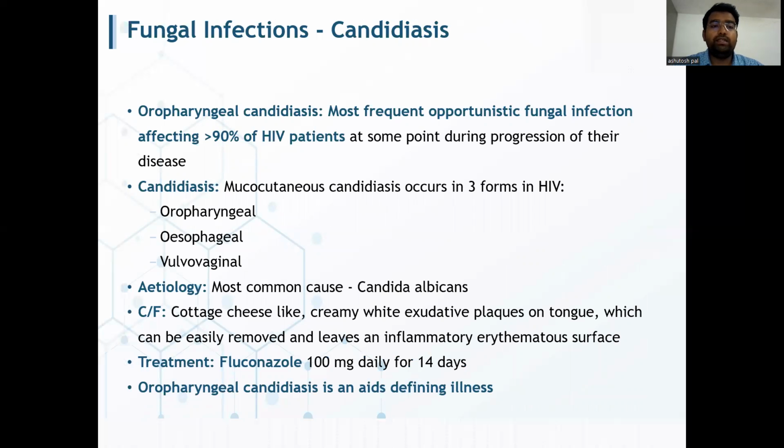Fungal infections like candidiasis take place. Oropharyngeal candidiasis is the most frequent opportunistic fungal infection, affecting 90% of HIV patients at some point during the progression of disease. Candidiasis can be oropharyngeal, esophageal, or vulvovaginal. The organism causing it is Candida albicans. The clinical features appear as cottage cheese-like creamy white exudate plaques on the tongue, which can be easily removed and leave an inflammatory erythematous surface. Treatment is by fluconazole 100 mg daily for 14 days. And oropharyngeal candidiasis is an AIDS-defining illness.